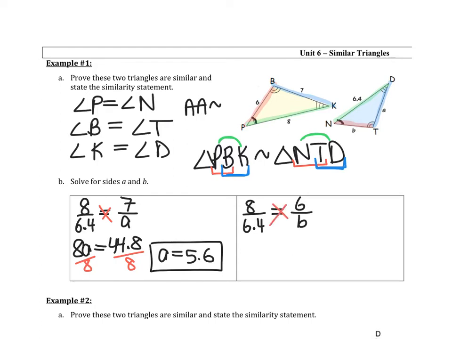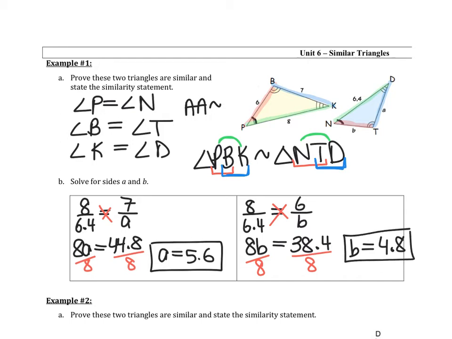So now I cross multiply: 8 times B and then 6 times 6.4, which is 38.4. Just like before, divide out that coefficient of 8, and B is going to equal 4.8.